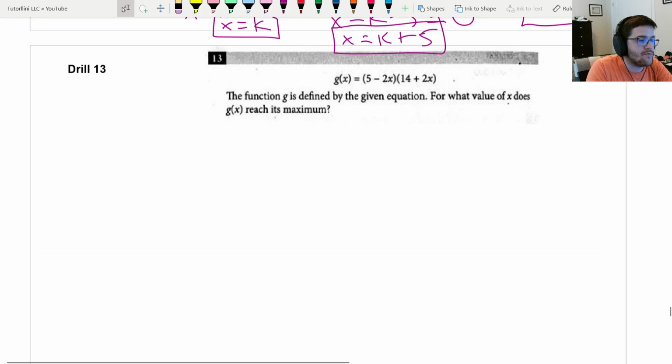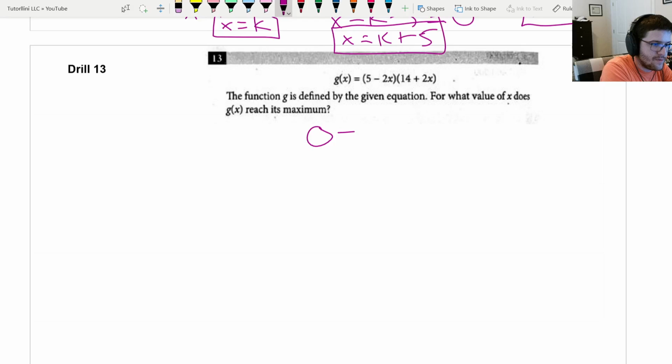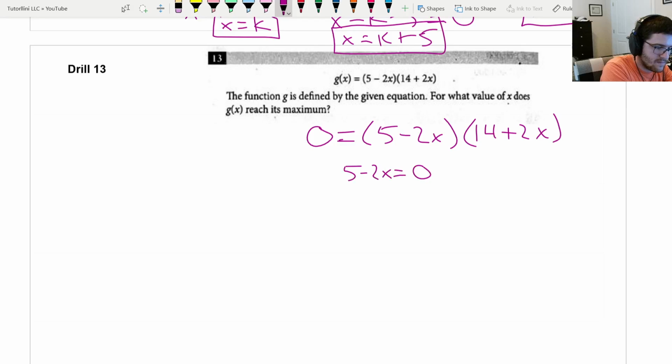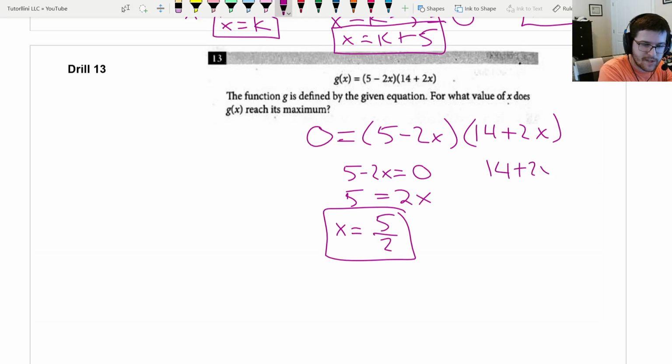All right, for what value of x does it reach its maximum? Okay, this is kind of in a quasi-factored form. So the easiest way to do this by hand is going to be to find the roots. So we're going to say each of these equal to 0. We get 5 equals 2x; add 2x to both sides, divide both sides by 2, and we get x equals 5 halves. That's one of them. And then 14 plus 2x equals 0. Subtract 14, we get 2x equals negative 14, and dividing both sides by 2, we get x equals negative 7.